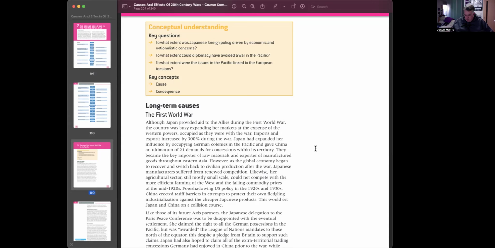Foreshadowing U.S. policy in the 1920s and 30s, China erected tariff barriers in attempts to protect their own fledgling industrialization against the cheaper Japanese products. This would set Japan and China on a collision course. Okay, so tariffs, which is a word that's in the news a lot now with Donald Trump, are high taxes that a country will demand you pay to sell your goods in their country. So America is saying to Mexico and Canada, look, you can come and sell your goods in America, but you have to pay this high tax before you even get a chance to sell it and make a profit. China was going to do that against the Japanese.